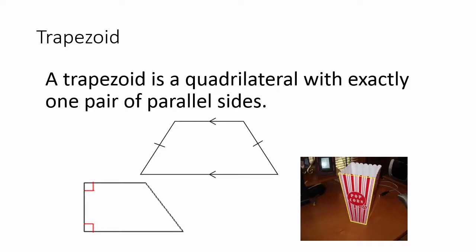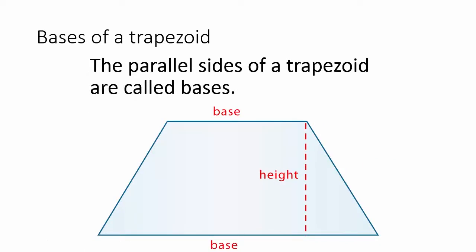Trapezoid. A trapezoid is a quadrilateral with exactly one pair of parallel sides. In this trapezoid you can see that these two lines are parallel. In this one we have these two lines that are parallel. Bases of a trapezoid. The parallel sides of a trapezoid are called bases, so the two lines that are parallel to each other are called the bases of the trapezoid.